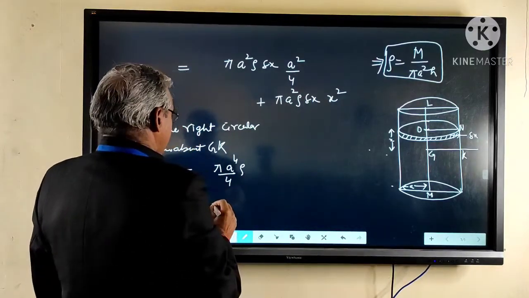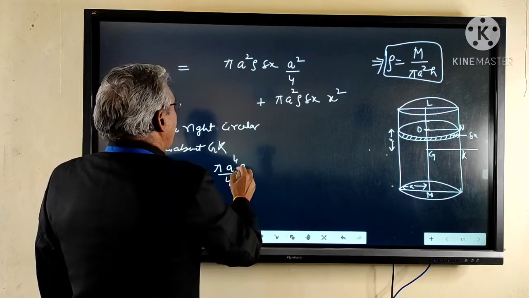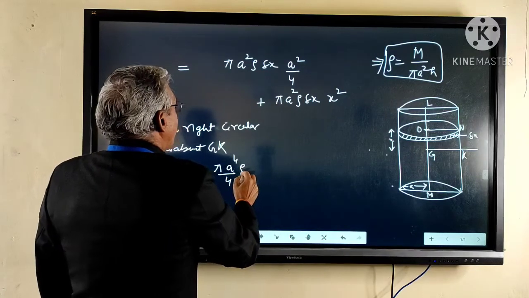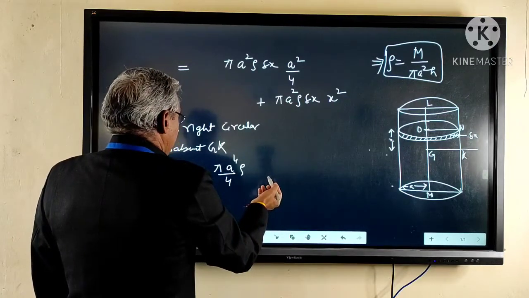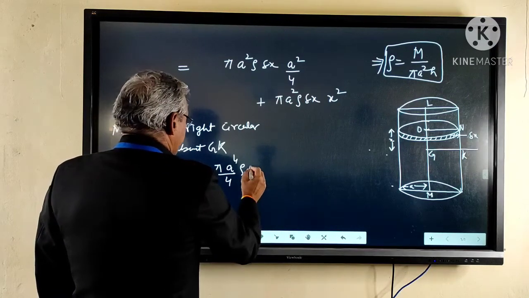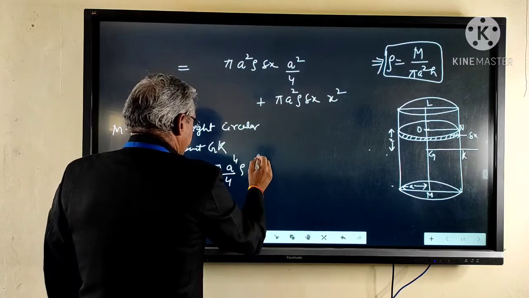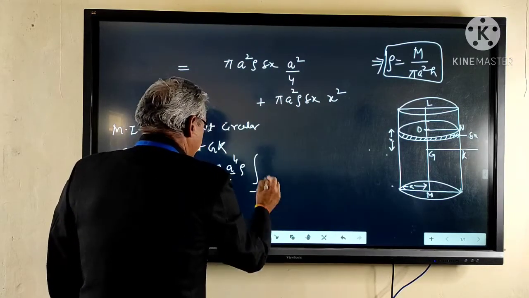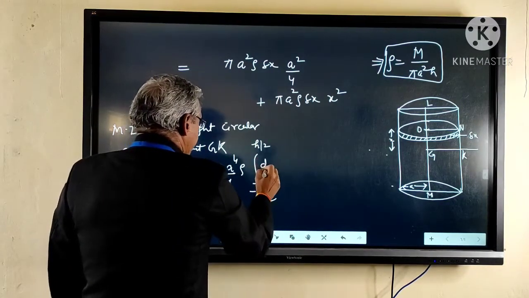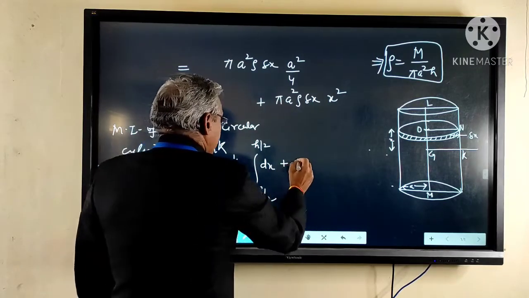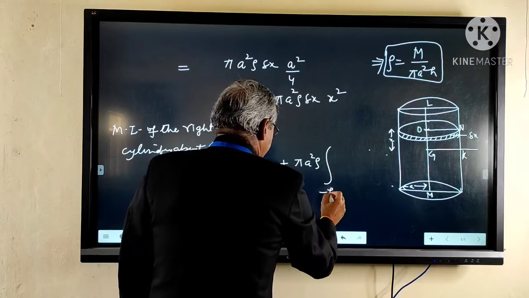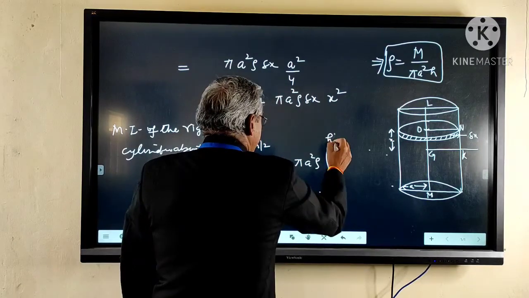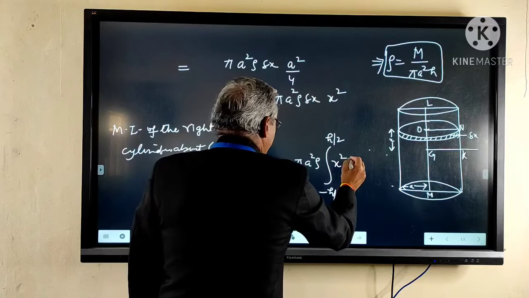this is a की power 4 rho del x. This can be written as this is minus h by 2 to h by 2. This is dx plus this is pi a square rho within the limit minus h by 2 to h by 2. This is x square dx.